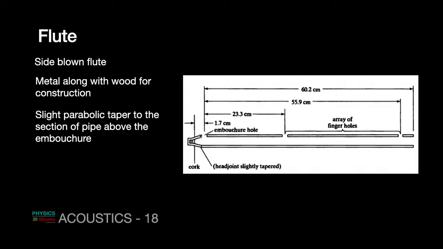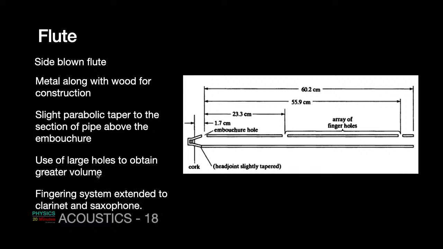Here the air speed is very slow. This is an open end, the other end is also open, or whichever hole is open up till that point. So it is again a tube which is open at both the ends. We use large holes to create a large volume of sound, and the fingering system is more or less like the clarinet and saxophone. So here I have a small demo.